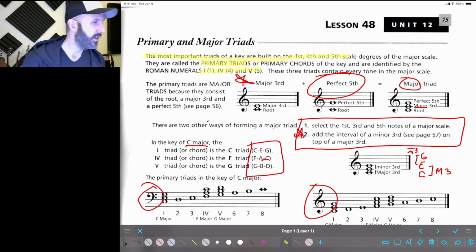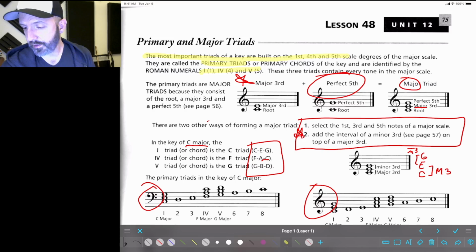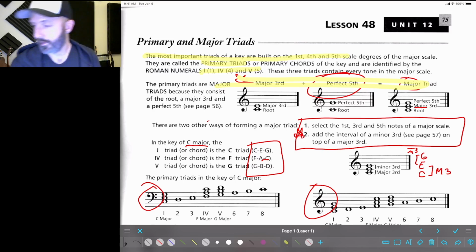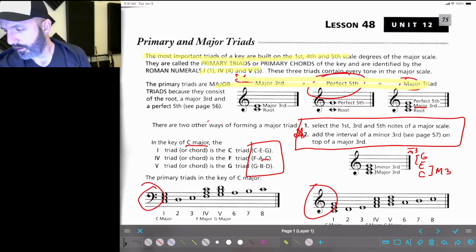All right. A major third and a blank creates a triad. This is what I talked about earlier, so we already covered that. All right. In a major key, the primary triads are always... Let's see where they say it.